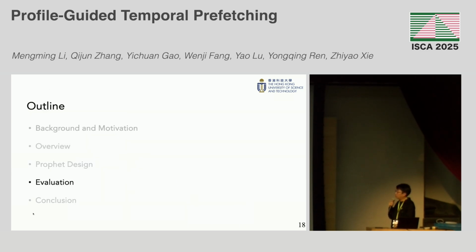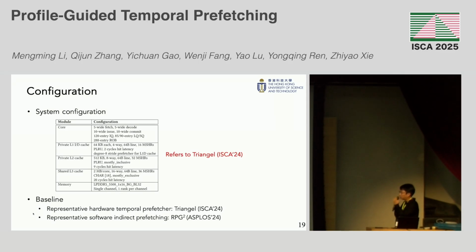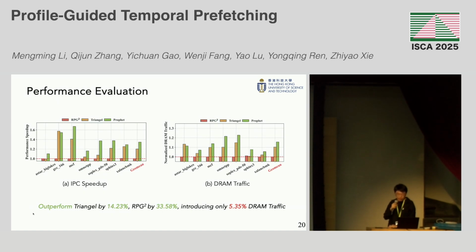Finally, we introduce the evaluation results of our work. We adopt a system configuration like Triangle, which was published in ISCA 2024. Then we compare our work to 2 representative prefetchers. One is the hardware temporal prefetcher Triangle, and another one is the software indirect prefetcher RPG2. This slide shows our performance evaluation results.